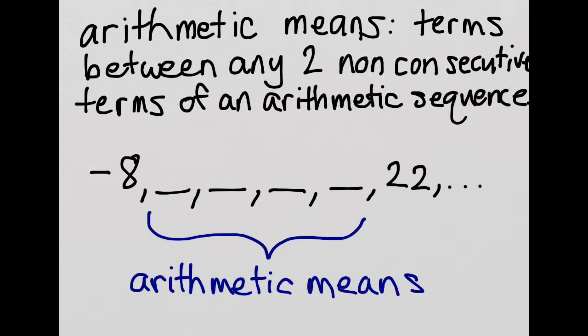Alright, so now we want to look at what an arithmetic mean is, because that's what we're going to be asked to do next on our worksheet. So an arithmetic mean is a term, or arithmetic means are terms between any two non-consecutive terms of an arithmetic sequence. So if we have a list of numbers, for example, 8, blank, blank, blank, blank, 22, and it keeps going, the arithmetic means are the numbers in between 8 and 22. So on your worksheets, you're going to be given some blank spots that you're going to have to try to fill in and figure out what those are.